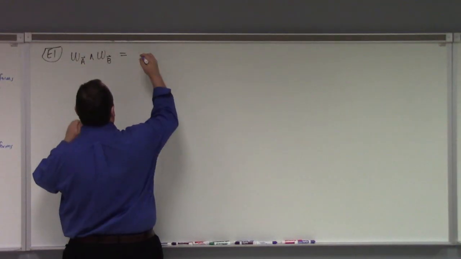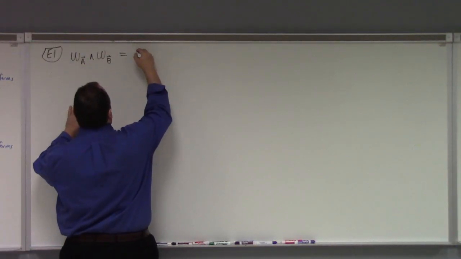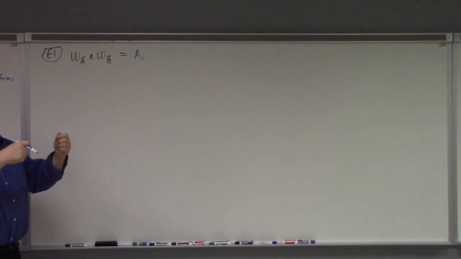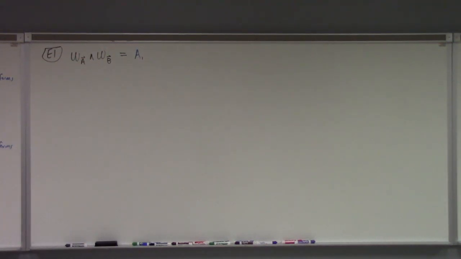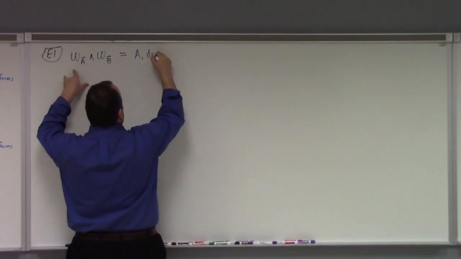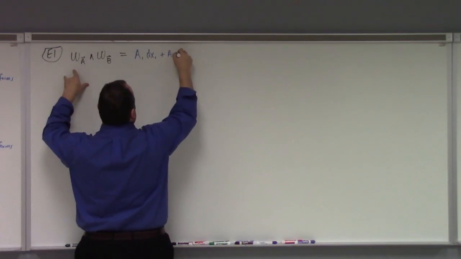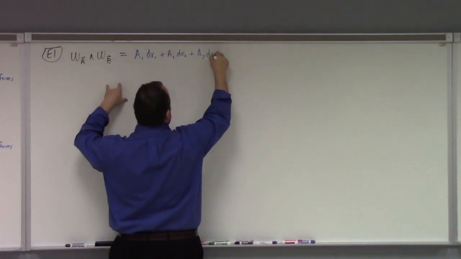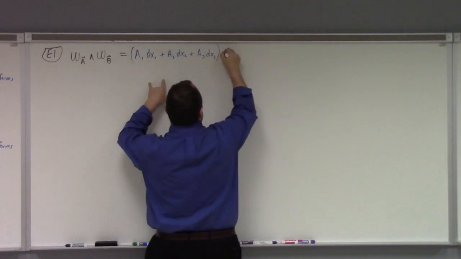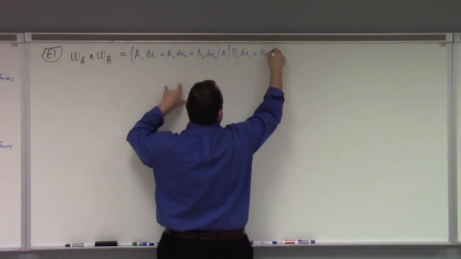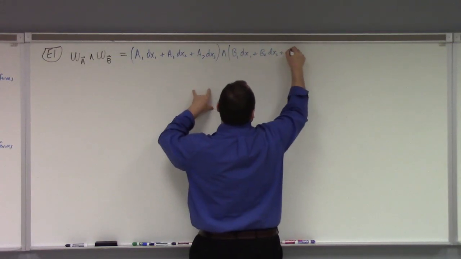And let's see here. I think it might be helpful for us to go to dx1, dx2, dx3 notation for this example. I think the pattern will become more clear if I do that. So let's do that. So I've got a1 dx1 plus a2 dx2 plus a3 dx3, and b1 dx1 plus b2 dx2 plus b3 dx3.